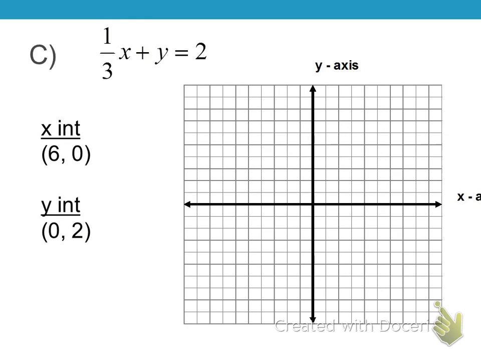All right, here's my graph. So I'm going to go right 6. I'm going to put a point. I'm going to go up 2. I'm going to put a point. I'm going to connect them with arrows on the ends.